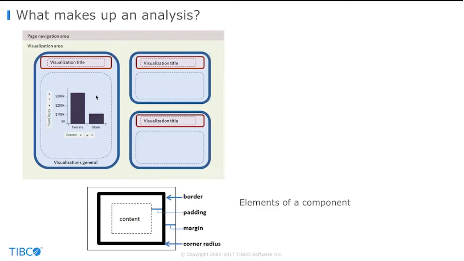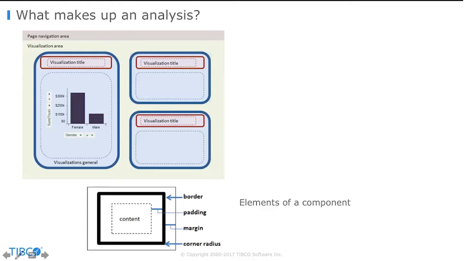What's within a component? Each one of these is a component, and every component consists of a similar group of elements. You have your border, and the space between the container of the component and the border itself is called the margin. The actual content is within here, and the space between it and the border is the padding. And then every border will have a radius to it. You can set the radius to 0, or you can set it to something else.